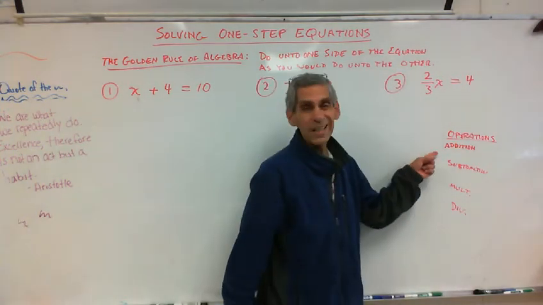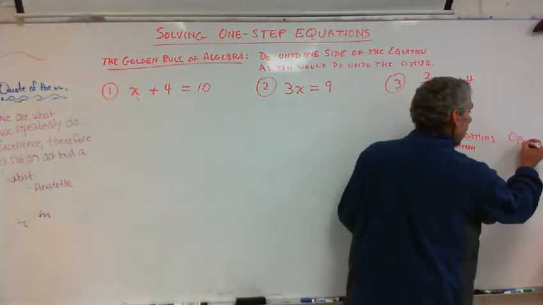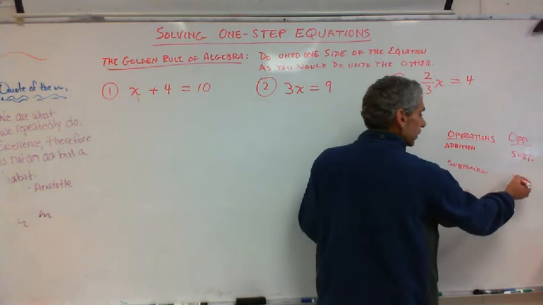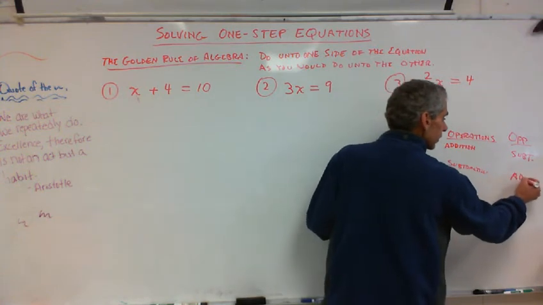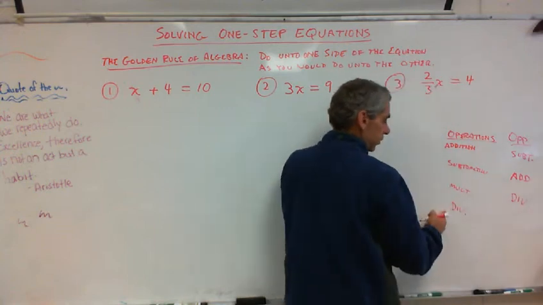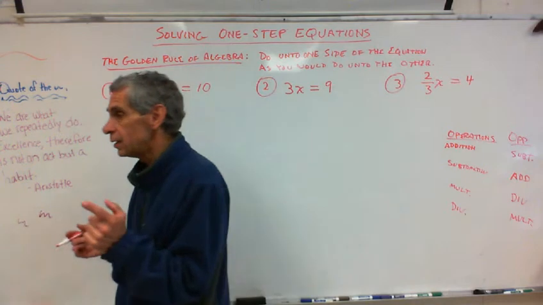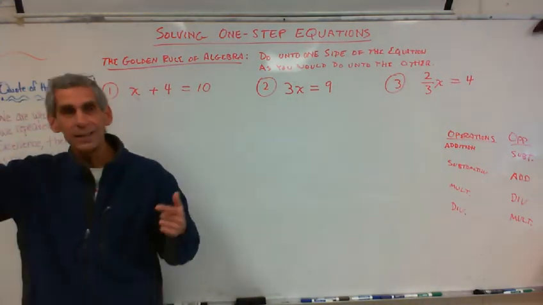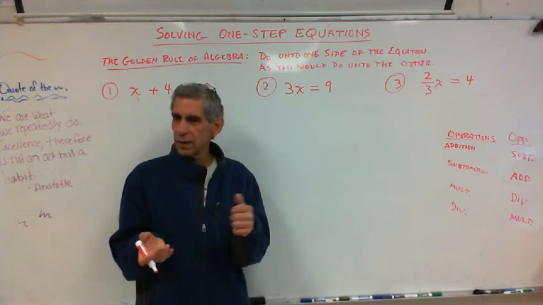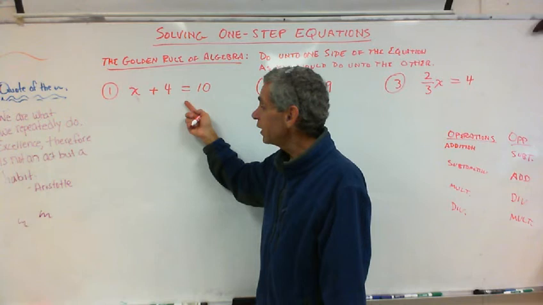What is the opposite of addition? Our opposite is subtract. The opposite of subtraction is addition. The opposite of multiply is divide, and the opposite of divide is multiply. So you have to know those, and logically it just makes sense. You intuitively know the opposite of multiply is divide. So what we're going to do to solve this is the following.